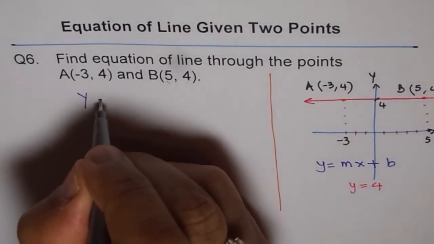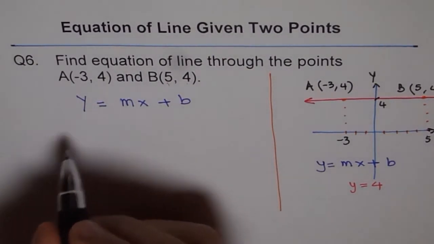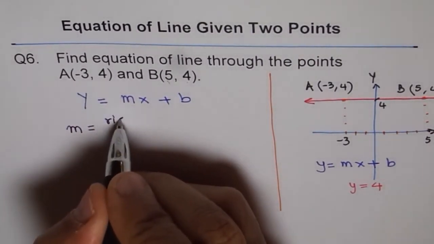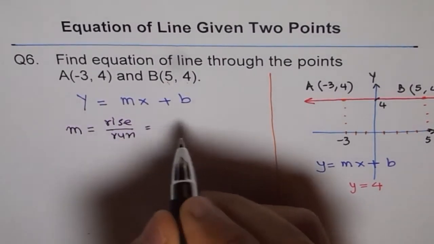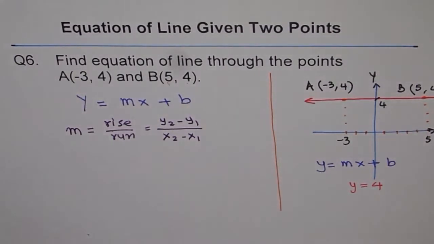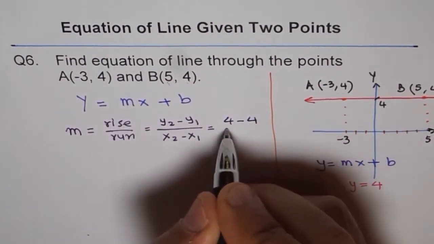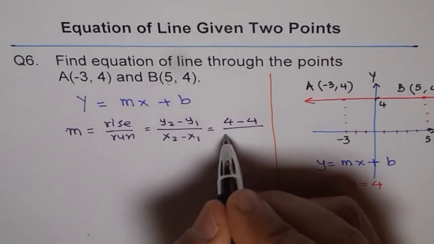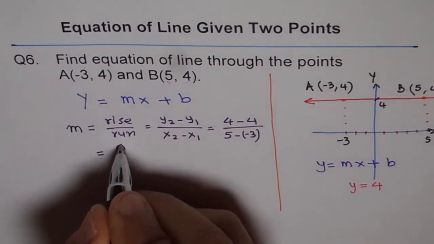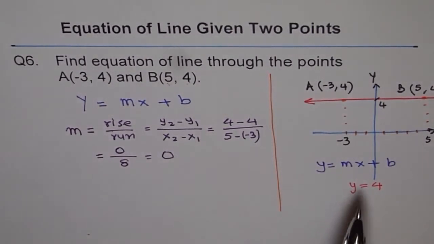We're trying to write the equation as y equals mx plus b, right? To find the slope, as usual, we will do change in y divided by change in x. So slope m equals rise over run, that is, y2 minus y1 over x2 minus x1. Now, what is y2 minus y1? That means 4 minus 4, divided by x2 minus x1, which is 5 minus of minus 3. Now, 4 minus 4 is 0, right? So we get a slope of 0 over 5 plus 3, which is 8. And 0 divided by anything is 0. So we did get a slope of 0, correct?